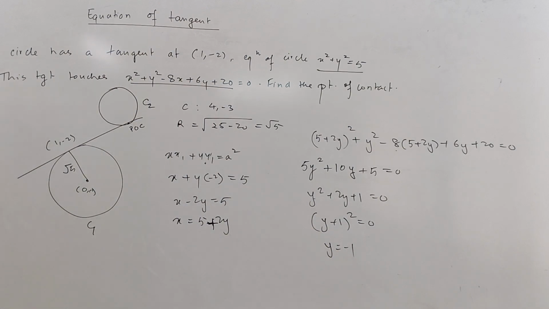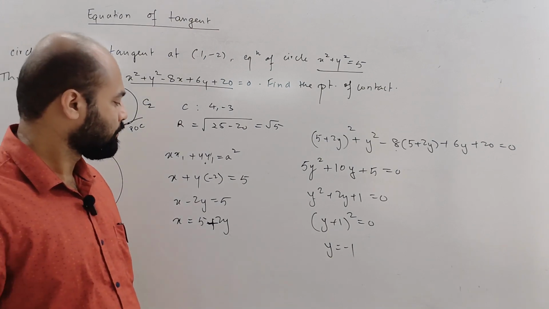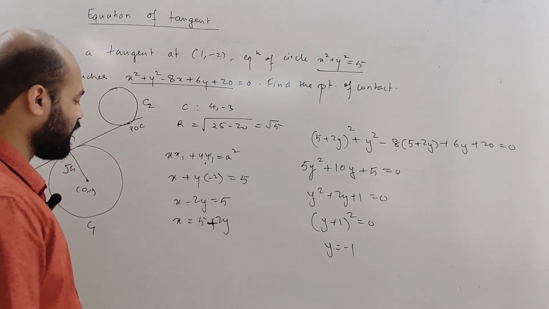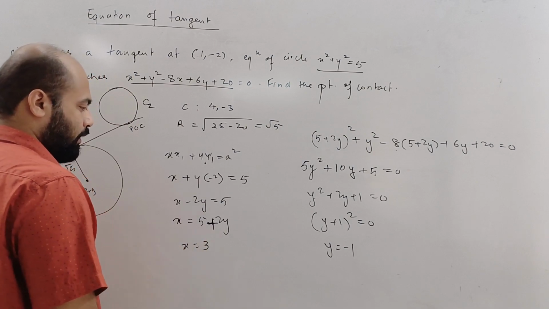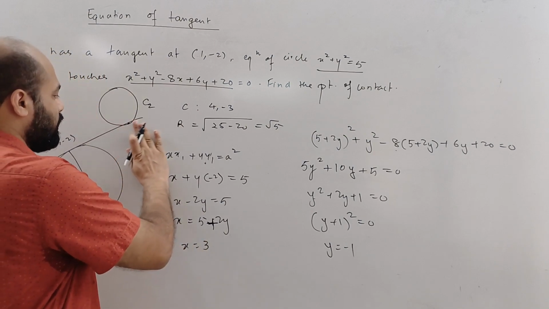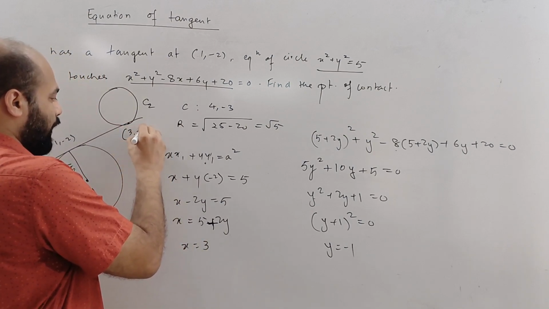Now once you get y equals to -1, we can definitely find x given this relation, and that comes out as 3. That means the point of contact is nothing but 3 comma -1.